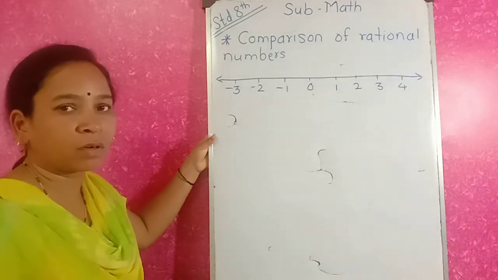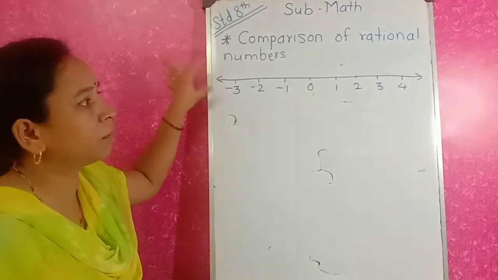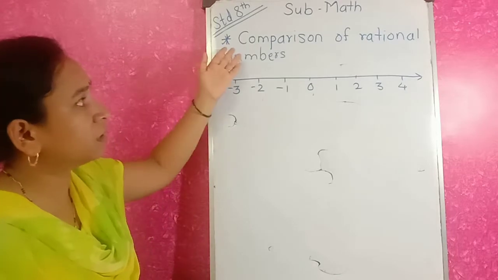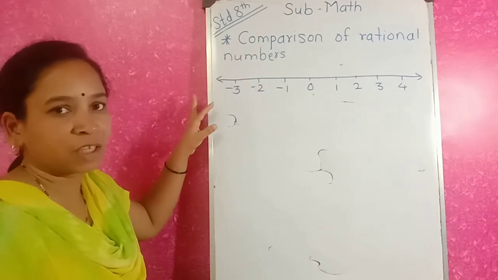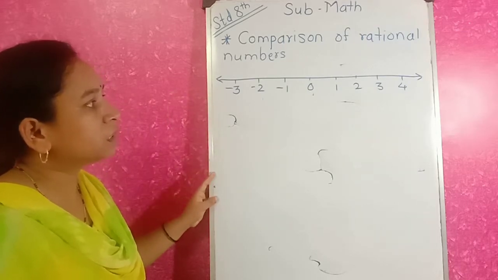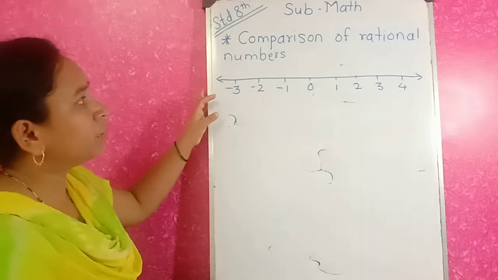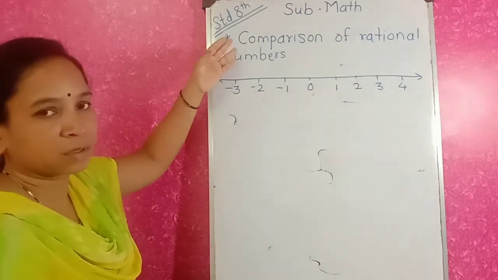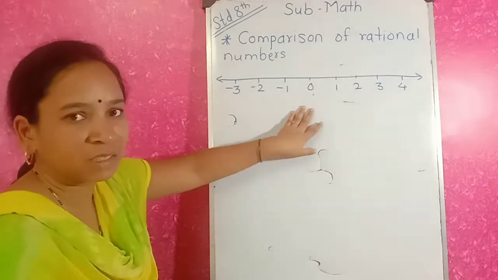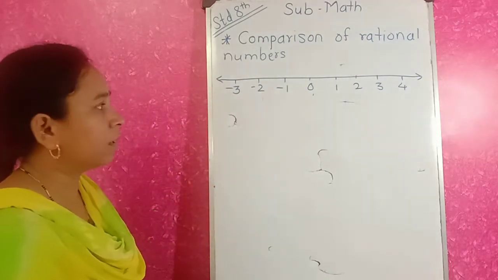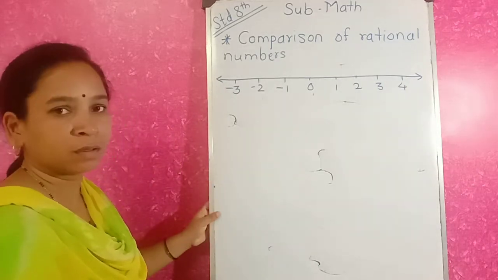I think you have one question: why has the teacher drawn the number line, because here we are going to compare rational numbers? It is just for the explanation, to clear your doubts, to show the numbers on the number line. Before we start comparing rational numbers, we'll compare integers on the number line. If you observe this number line carefully, what can you observe?